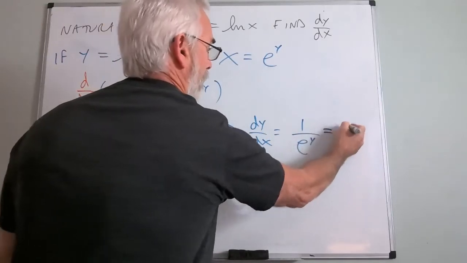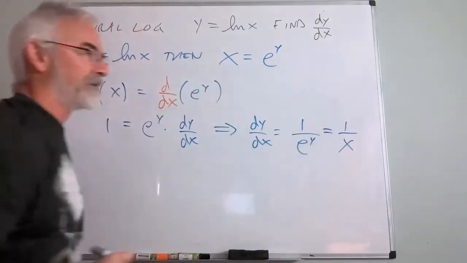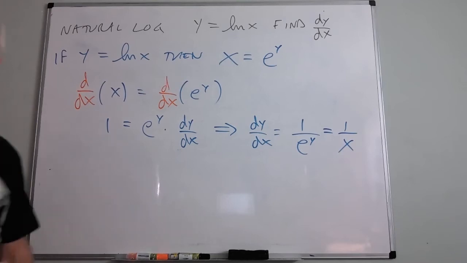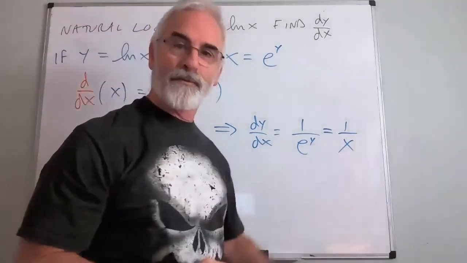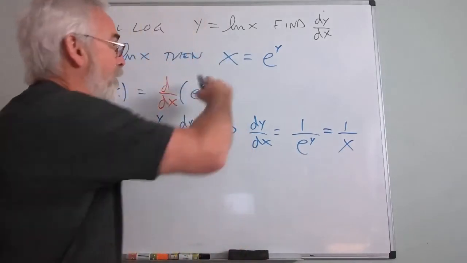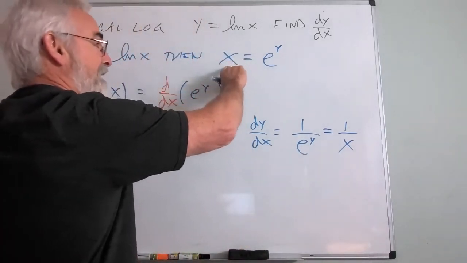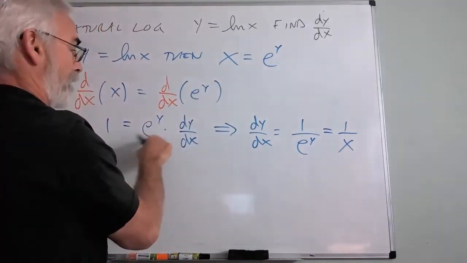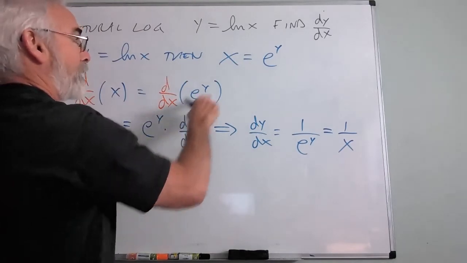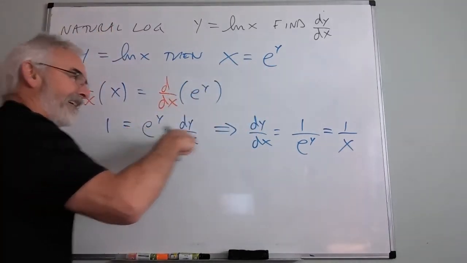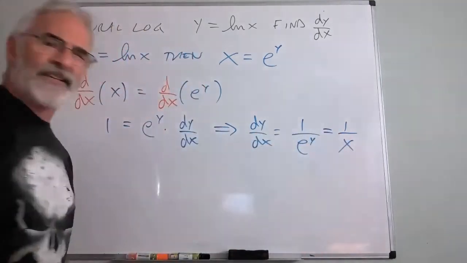Oh my gosh. The derivative of the natural log of x is simply 1 over x. Not because I told you, because we just figured it out. And I go back to this statement here. If x equals e to the y, then the derivative would be 1 equals e to the y dy dx. But if x is e to the y, then all I have to do is put the x back, and I get this result. Now that seems almost crazy.